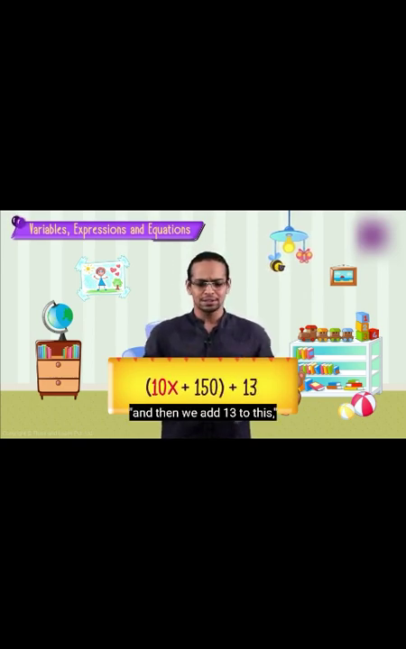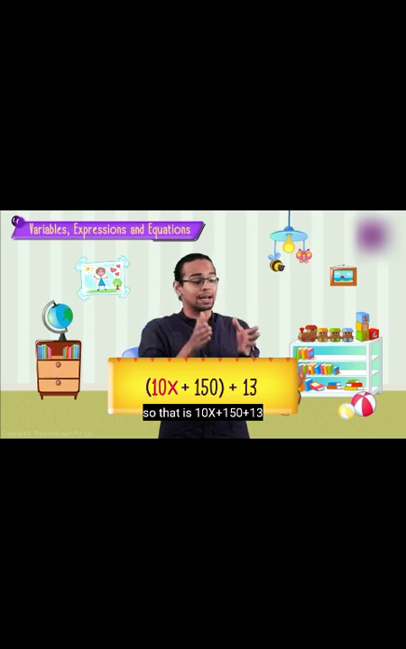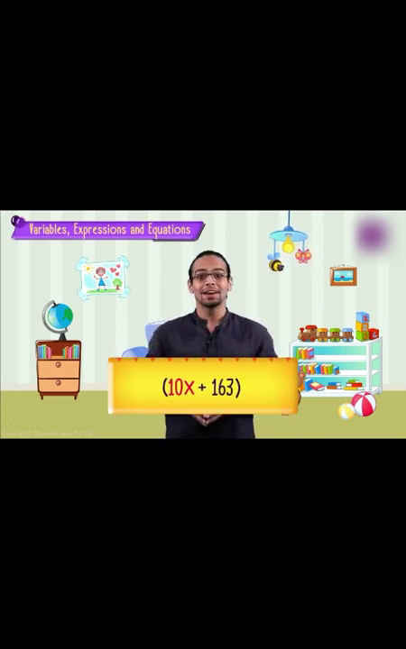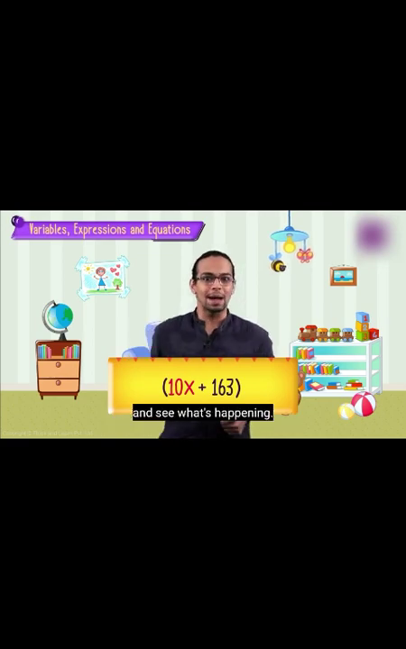Then we add 13 to this. So that is 10x plus 150 plus 13. Beautiful. That's basically 10x plus 163. Great. Now let's get back to the trick and see what's happening.